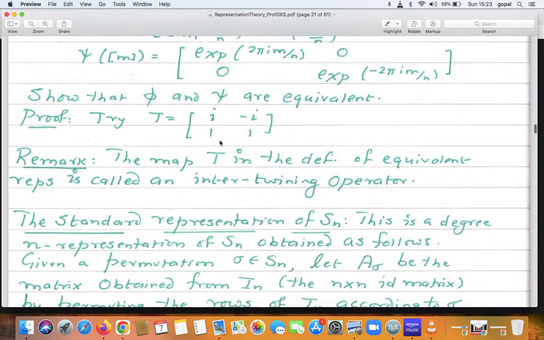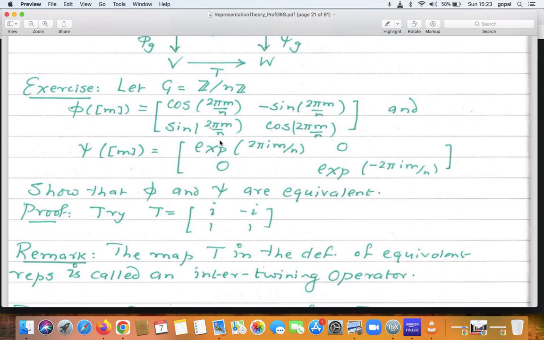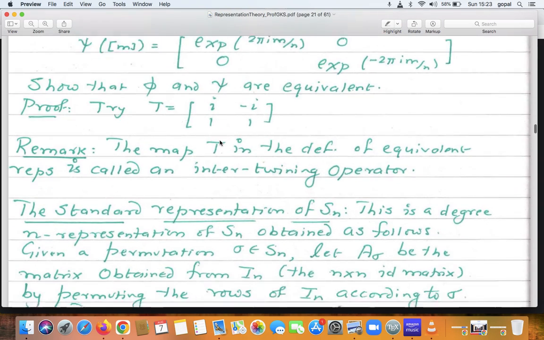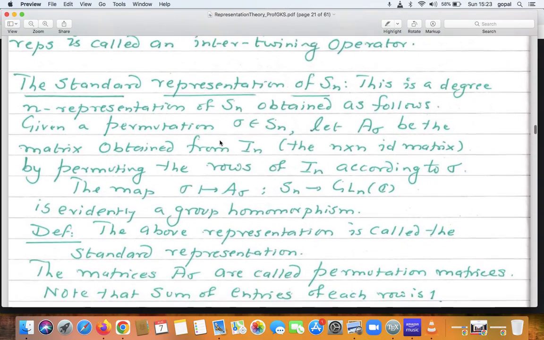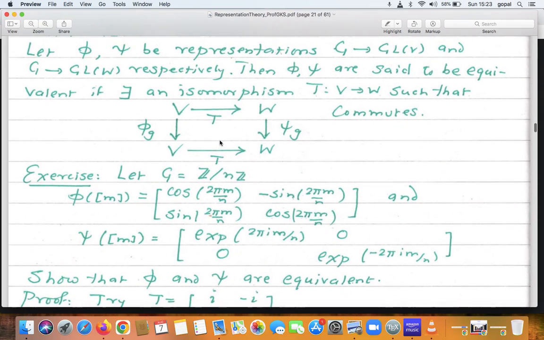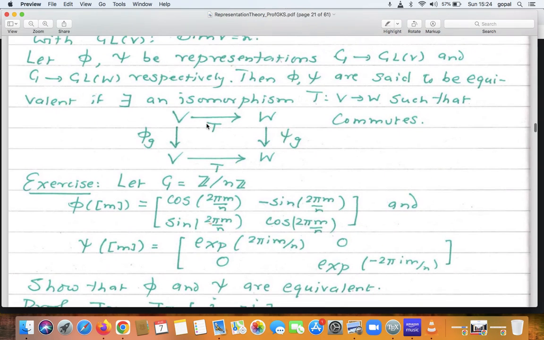Okay, we shall generalize the notion of intertwining map later, even when the representations are non-equivalent. If the representations are not equivalent, then how do I do it? I just say that phi psi g composed with t equals t composed with phi g. That is, this diagram must commute. That would be the definition of an intertwiner actually, when t is not an isomorphism.